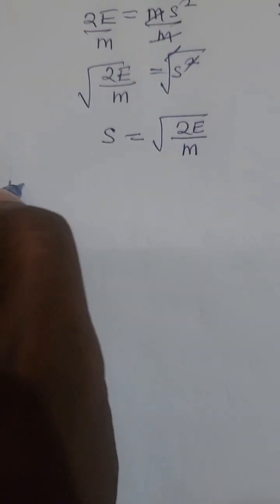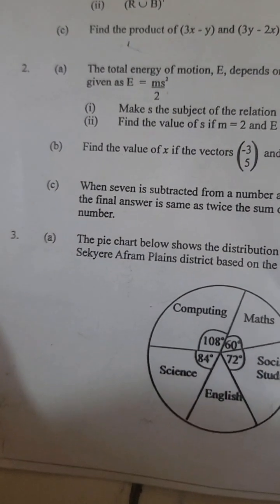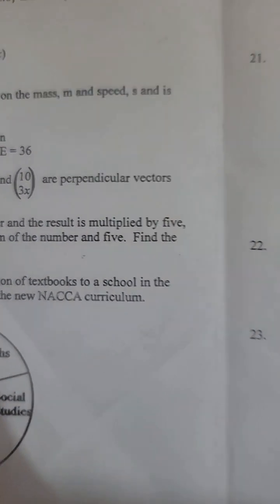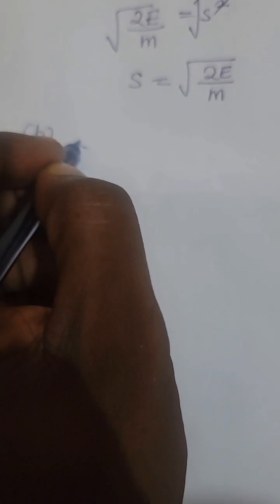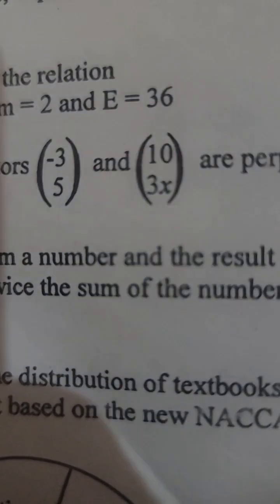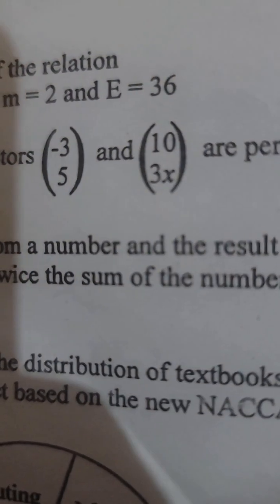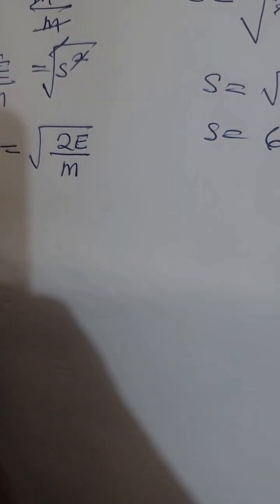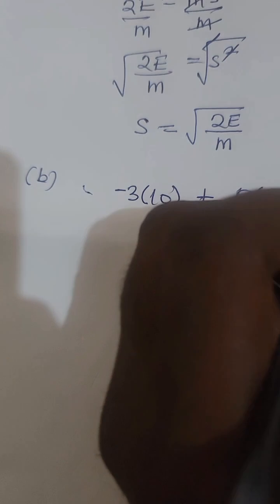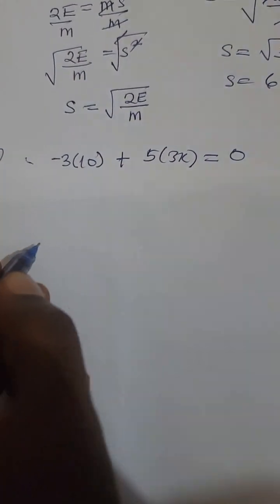Now we go to the B. Find the value of x if the vectors (3, -5) and (10, 3x) are perpendicular vectors. When we say the vectors are perpendicular, it means that their dot product is 0. What is their dot product? The product of the x components plus the product of the y components. So we have -3 times 10 as the product of the x components, plus 5 times 3x as the product of the y components, producing the result 0.